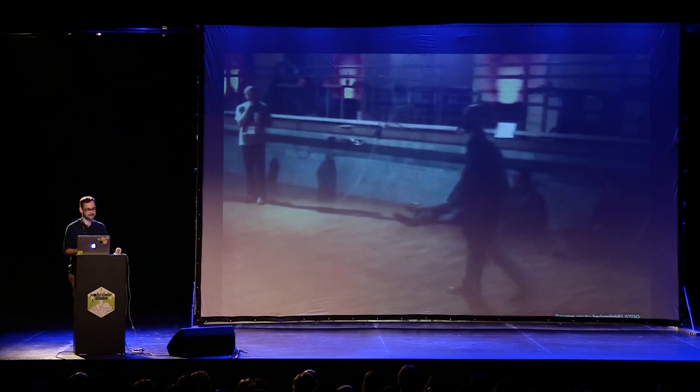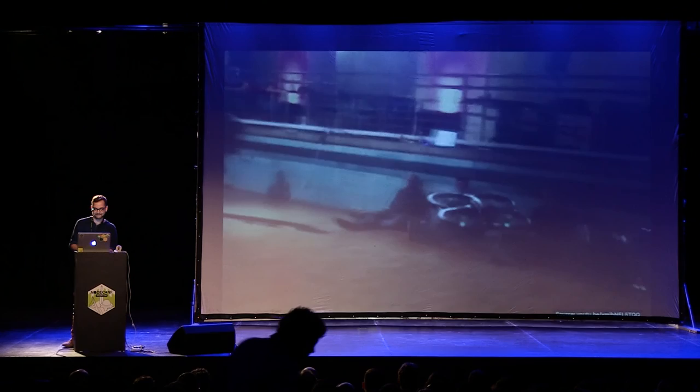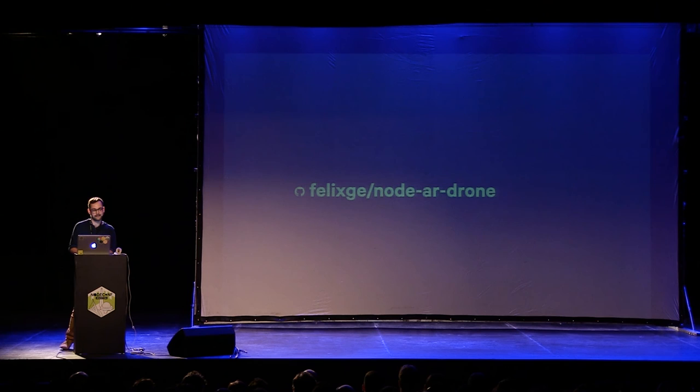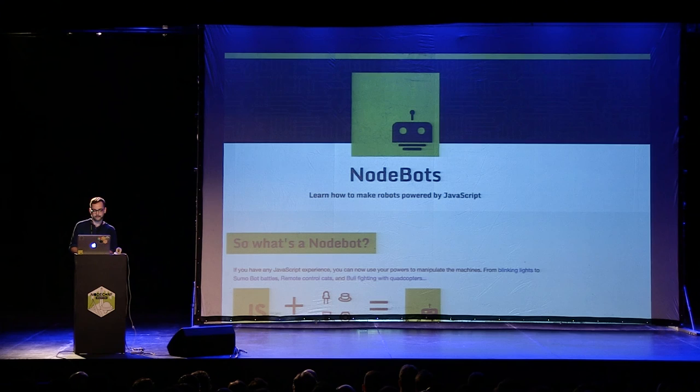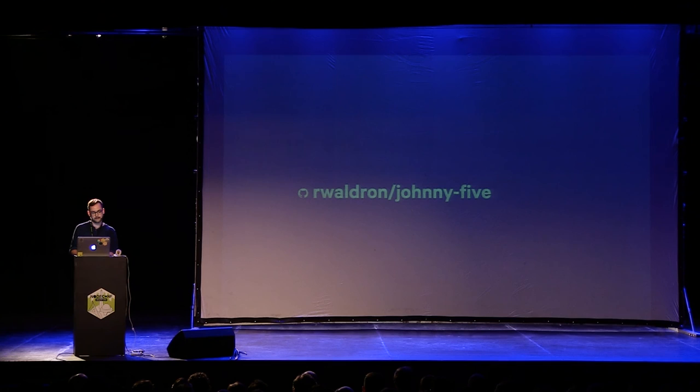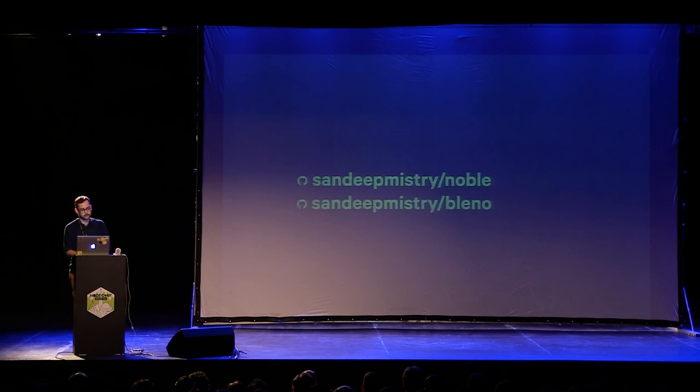For example, here's this video I dug up of Substack playing Matador with a JavaScript-powered quadcopter back in 2012. This is using, among other things, the ar-drone package on npm. Then there's the NodeBots community, which provides tutorials and organizes meetups across the world helping people get started with JavaScript robotics. You can use Arduinos for all sorts of physical inputs and outputs, and you can handle them with JavaScript using Johnny-Five. Or if you're looking to communicate wirelessly with other devices, you can use Noble and Bleno for Bluetooth low energy modules and peripherals.